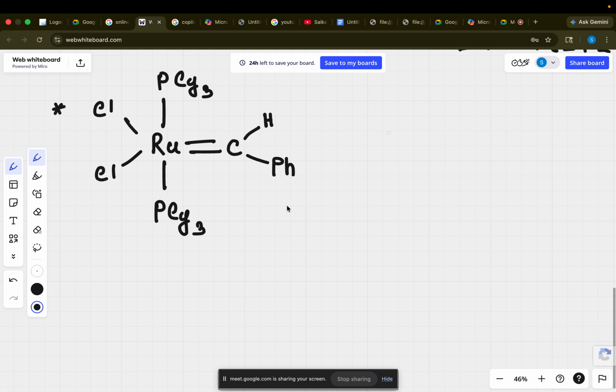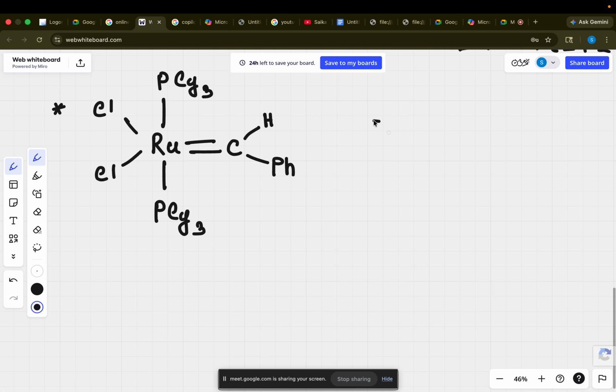This one. What is the oxidation state of ruthenium? Plus 2. CO, check the nature of the ligand. Or plus 4, one of the two.